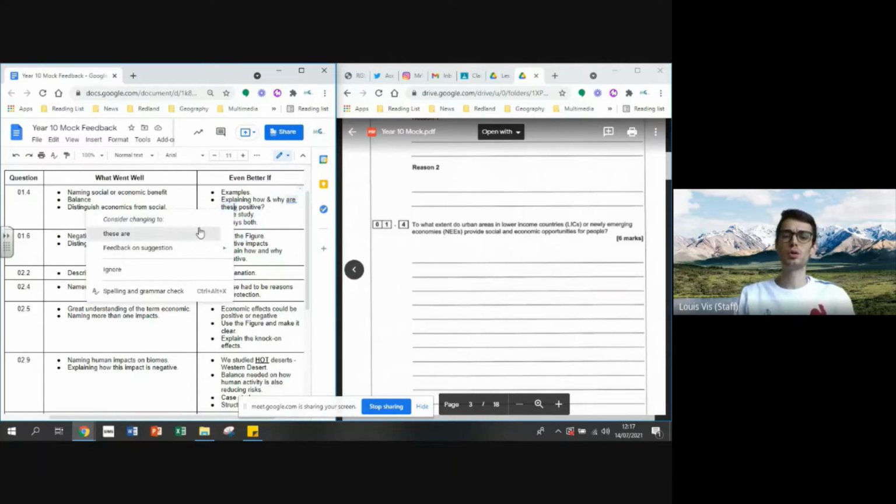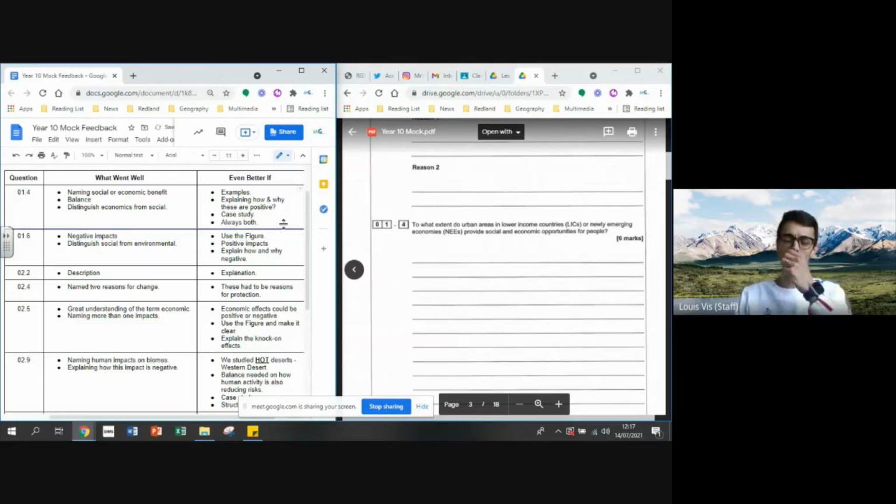And also make sure you talk about both. Some people got half marks just because they told me about either economic or social. Make sure you answer the question, basically.